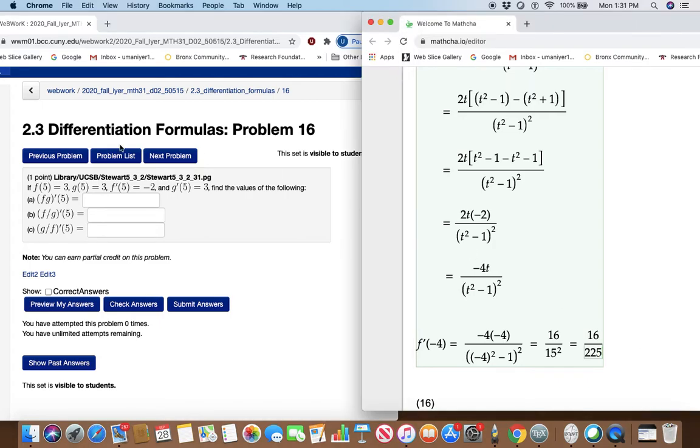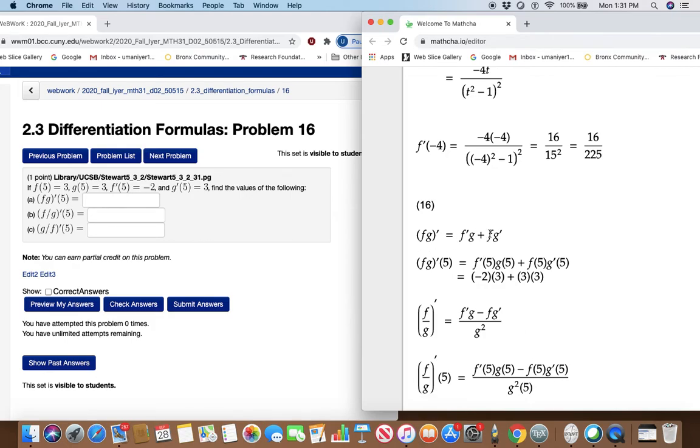Next. So the next question talks about: you are given f of 5 is 3, g of 5 is 3, f prime at 5 is negative 2, g prime at 5 is 3. Find (f times g) prime. Okay, that's easy. You're using product rule. Derivative of the first, second as it is, first as it is, derivative of the second. So when evaluated at 5, f prime at 5, g at 5 plus f at 5, g prime at 5. That's all. I'm using the product rule.